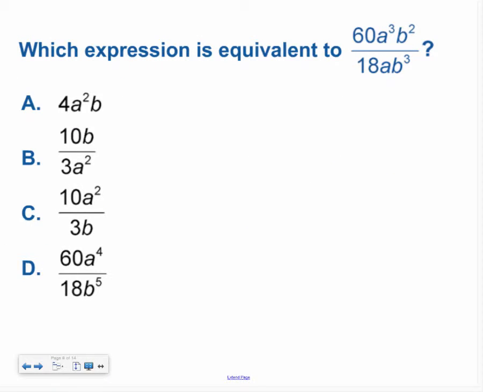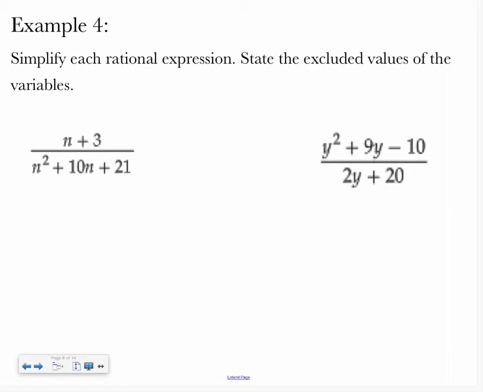Alright, take a moment and see if you can find which expression is equivalent to 60a to the 3rd power b to the 2nd over 18a times b cubed. Hopefully, as you simplified it, you ended up with 10a to the 2nd over 3b. If not, be sure to ask or rewind and watch the last example again.